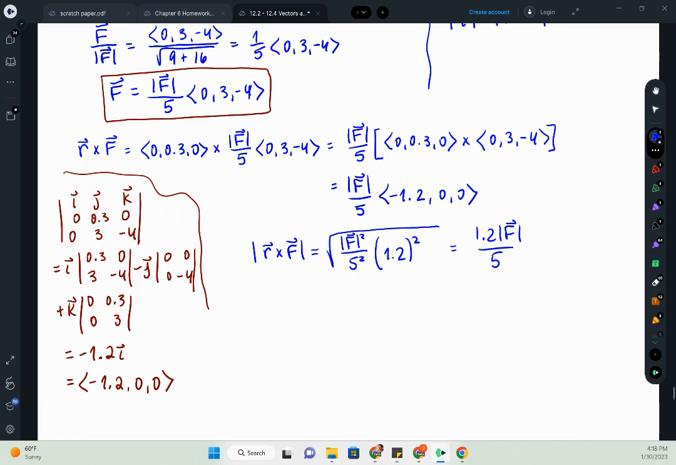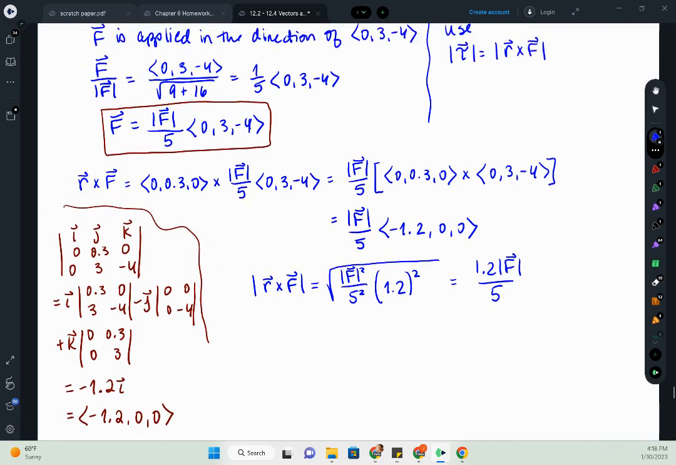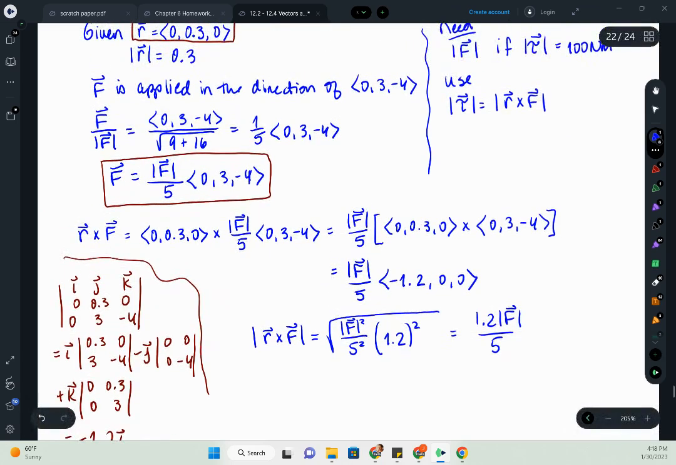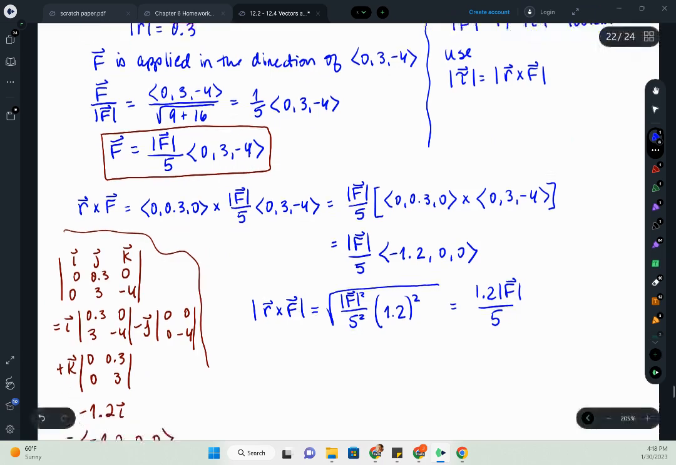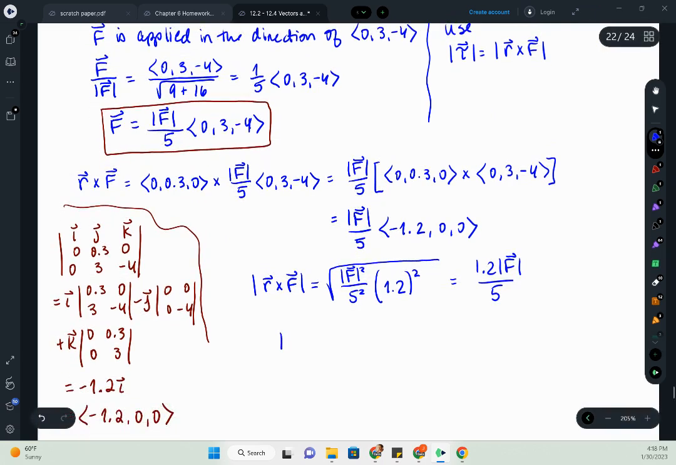The magnitude of tau is equal to the magnitude of R cross F, and we know that the magnitude of tau is 100. So what we have here is the magnitude of tau is equal to 1.2 times the magnitude of F over 5, which is equal to 100, which means the magnitude of F is equal to 500 over 1.2, which works out to be 417 Newton meters.